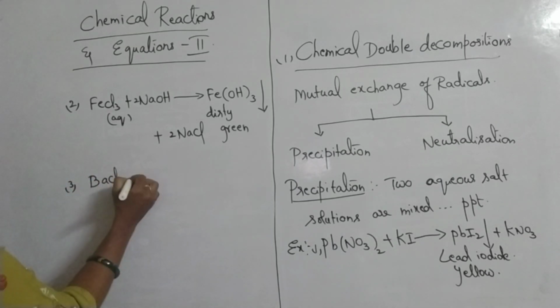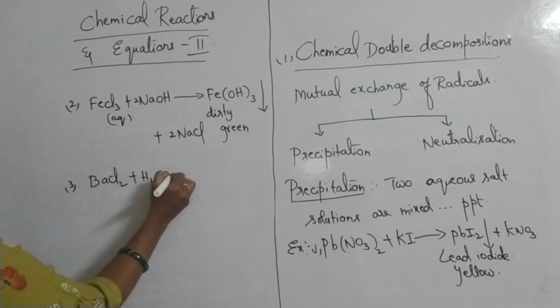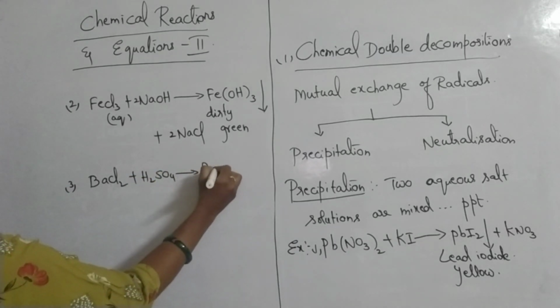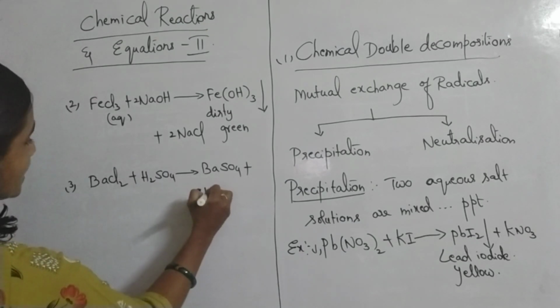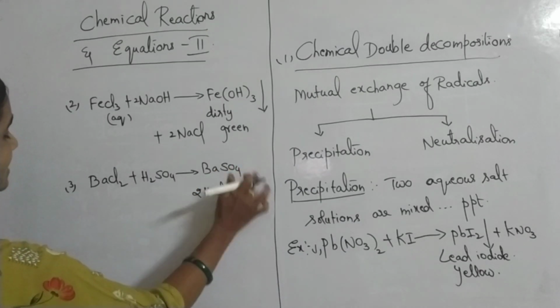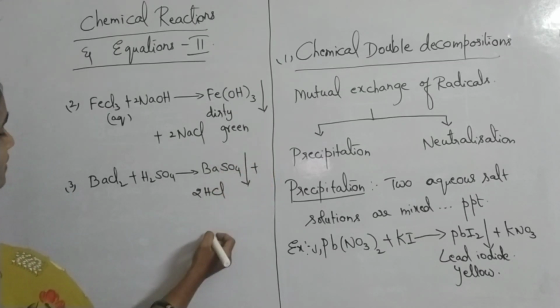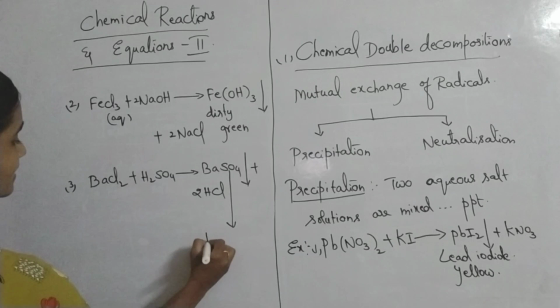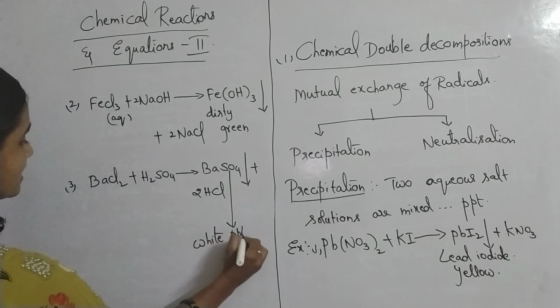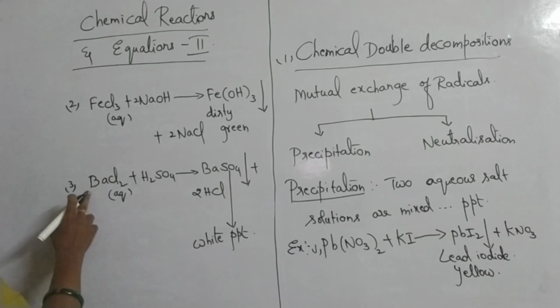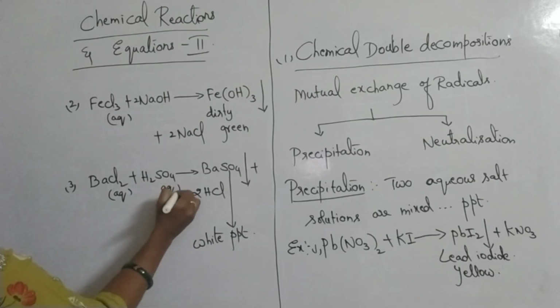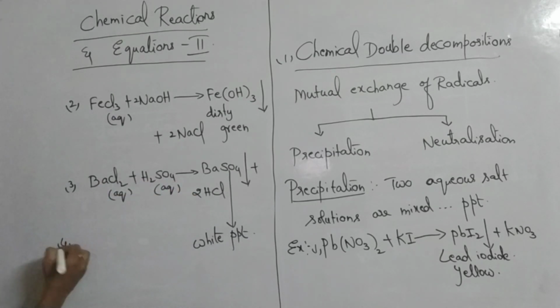Now next, BaCl2, barium chloride, reacts with H2SO4. It forms what? Barium sulfate plus 2HCl. So here barium sulfate is the precipitate formed. Barium sulfate is a white precipitate, formed when you take an aqueous solution of barium chloride and an aqueous solution of sulfuric acid. You will get a white precipitate of barium sulfate.